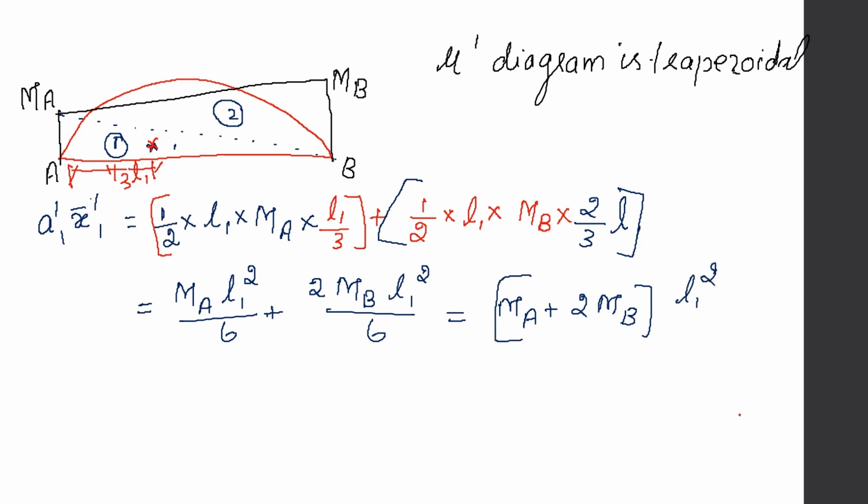Now our equation 1 becomes EI into L1 into IB is equal to, okay, now our equation becomes EI1 into, sorry, I will erase this.